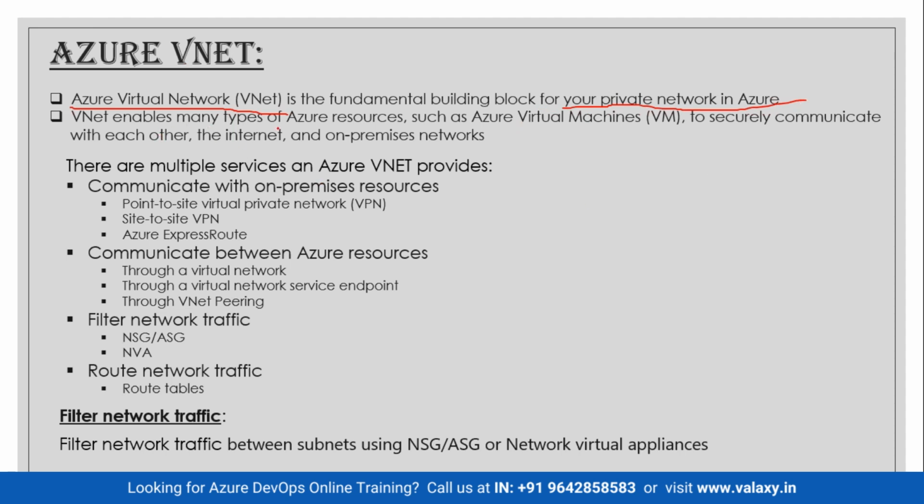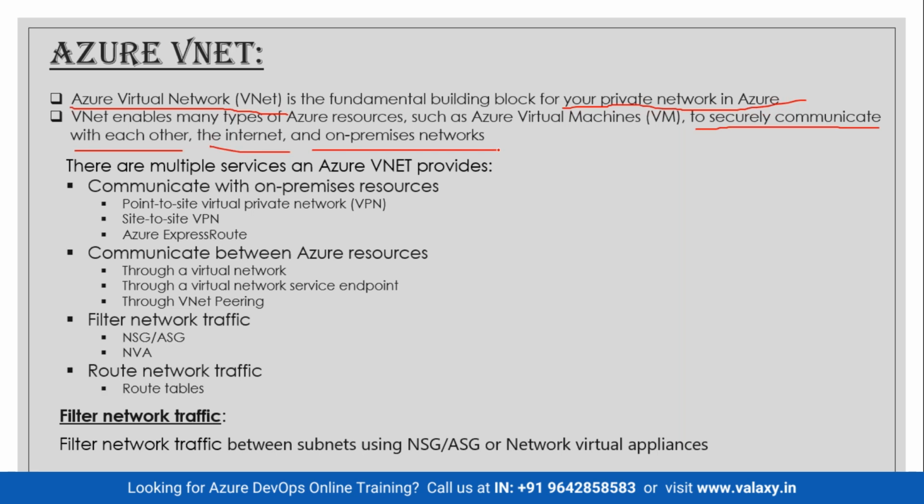VNet enables many types of Azure resources such as Azure VM to securely communicate with each other, with internet, and with on-prem networks. So with VNet, you can make sure that your resources are able to communicate with each other first. Second, if you want your resources to connect to internet, then it will be allowing that also. Third, it can even connect to on-prem networks.